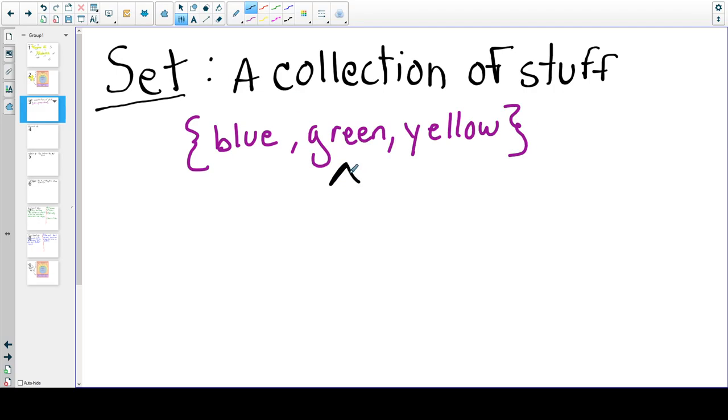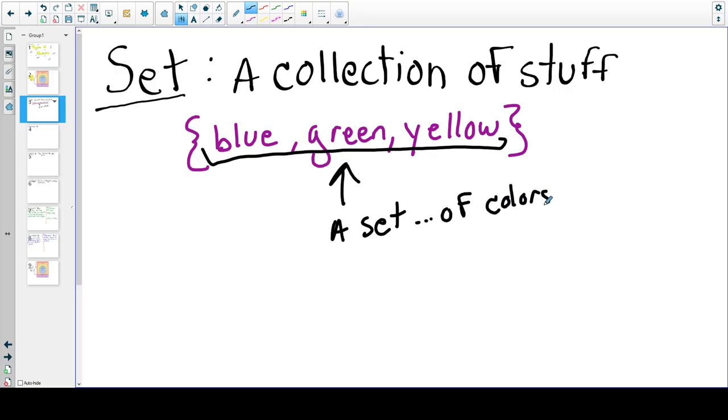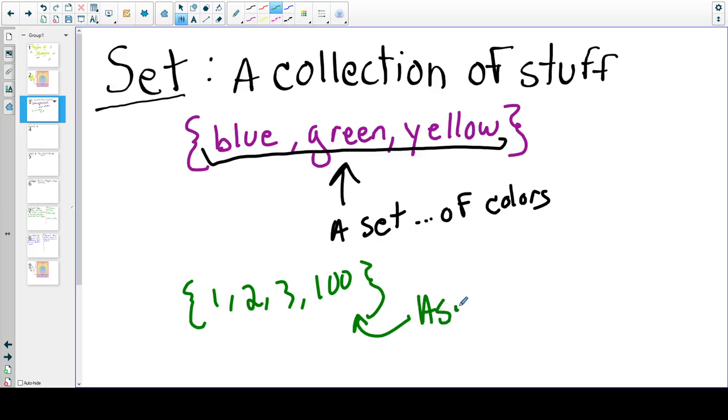We say that this whole thing is called a set. Now, in this example, this is a set of colors. Okay? But in mathematics, we would probably have a set of numbers. So we can have 1, 2, 3, how about 100? I guess that's it. We can just say that this is also just a set of numbers.